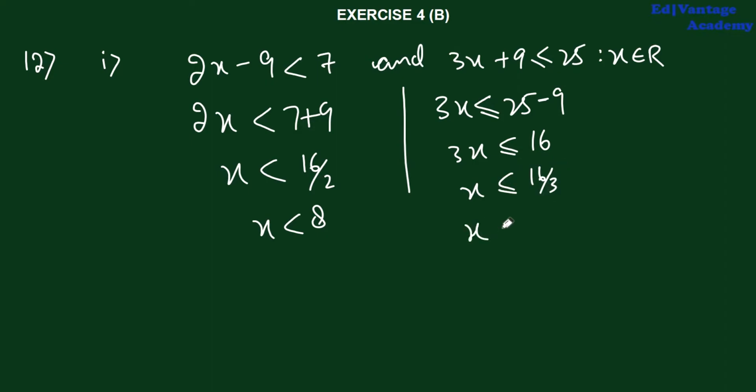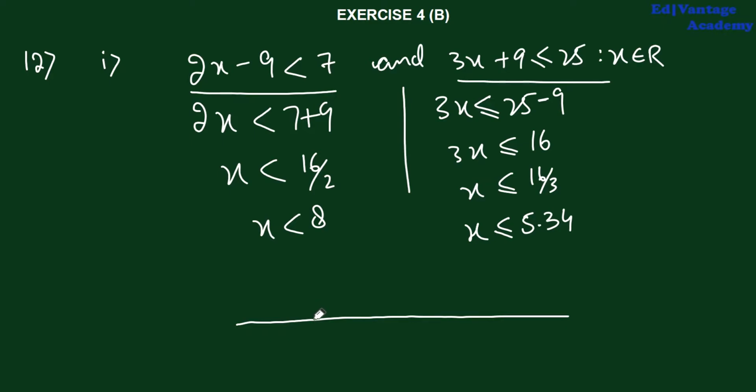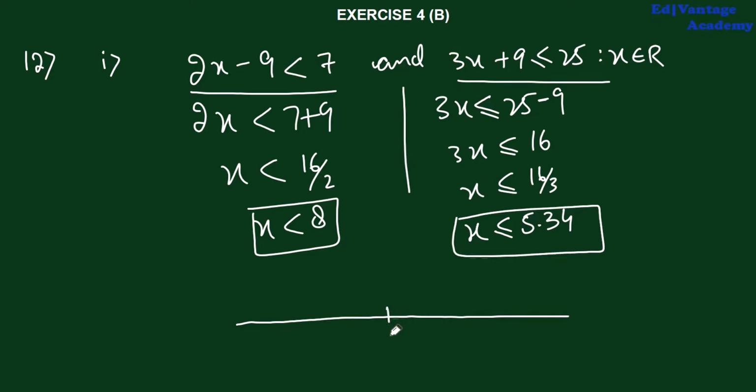If I simplify the left one first, it comes to 2x is less than 7 plus 9, and x is less than 16 by 2, that's x is less than 8. For this one, it's less than or equal to 25 minus 9, 3x is less than or equal to 16, x is less than or equal to 16 by 3. To understand this, let us put it in decimals, because we have to put it on the number line and need to know decimals. The decimal would be 5.3333, I can write just 5.34. Now you need to plot the graph. This graph has to satisfy this answer also and this value also. So 0, 1, 2, 3, 4, 5, 6, 7, 8, and so on.